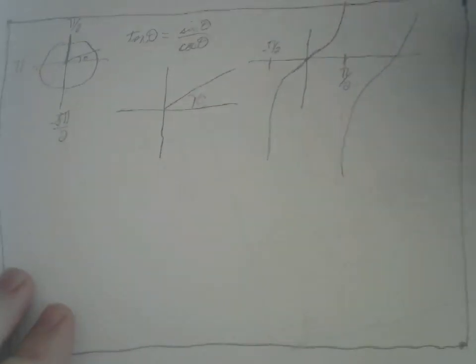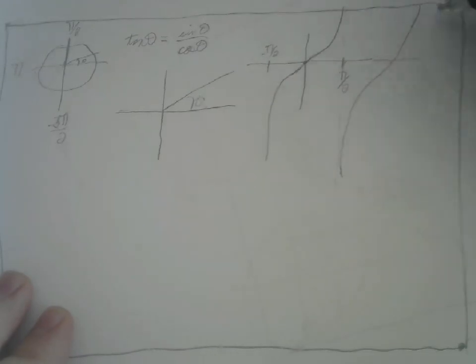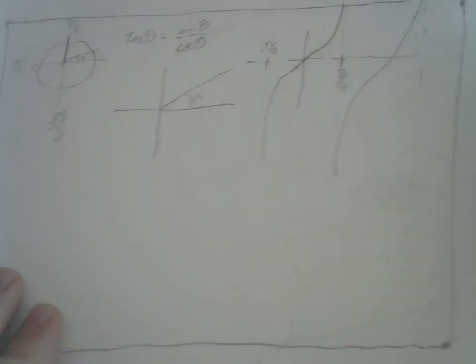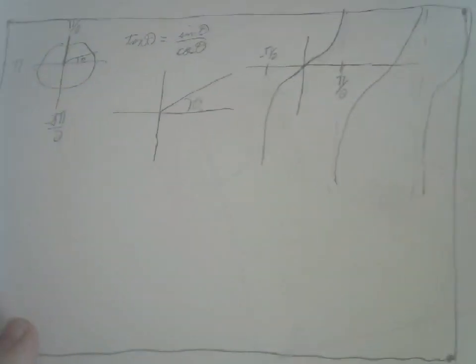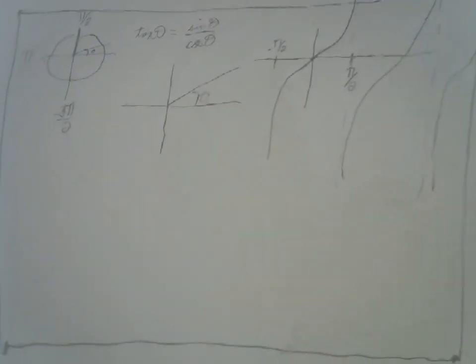Okay, so that's why it goes like that. It does that sudden discontinuity there where the slope goes from positive infinity to negative infinity. So that's the tangent function.